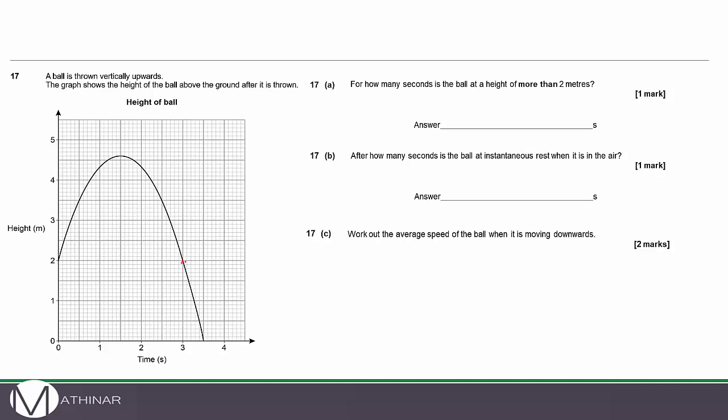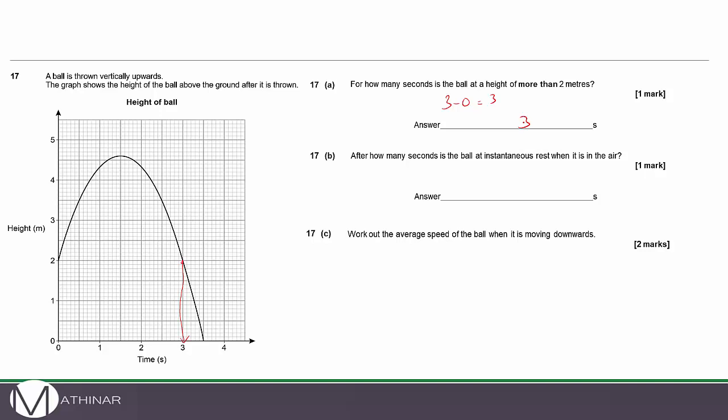So for how many seconds is the ball more than 2? So we start off at 0 seconds, and then we finish at, I'd say, 3 seconds. So 3 take away 0 is 3. So the answer to the question, 3.